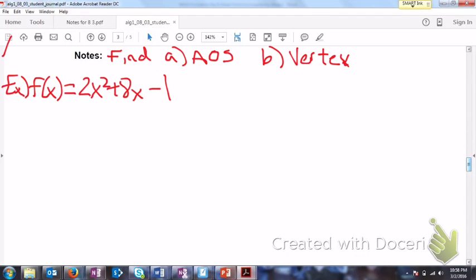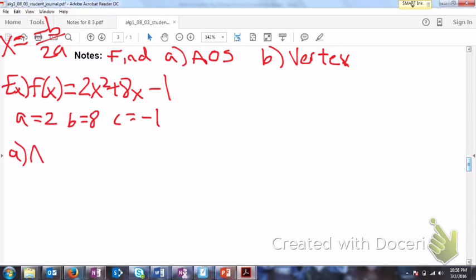Now we know to find the AOS, if we remember, we had to do x equals negative b over 2a. Well, I need to know what b and a is, so let's look at that. On this one, a is 2, b is 8, and c is negative 1. It's just the numbers right in front. So part A here says to find the AOS. So we'll go ahead and make that x equals negative b, so we make that negative 8 over 2a.